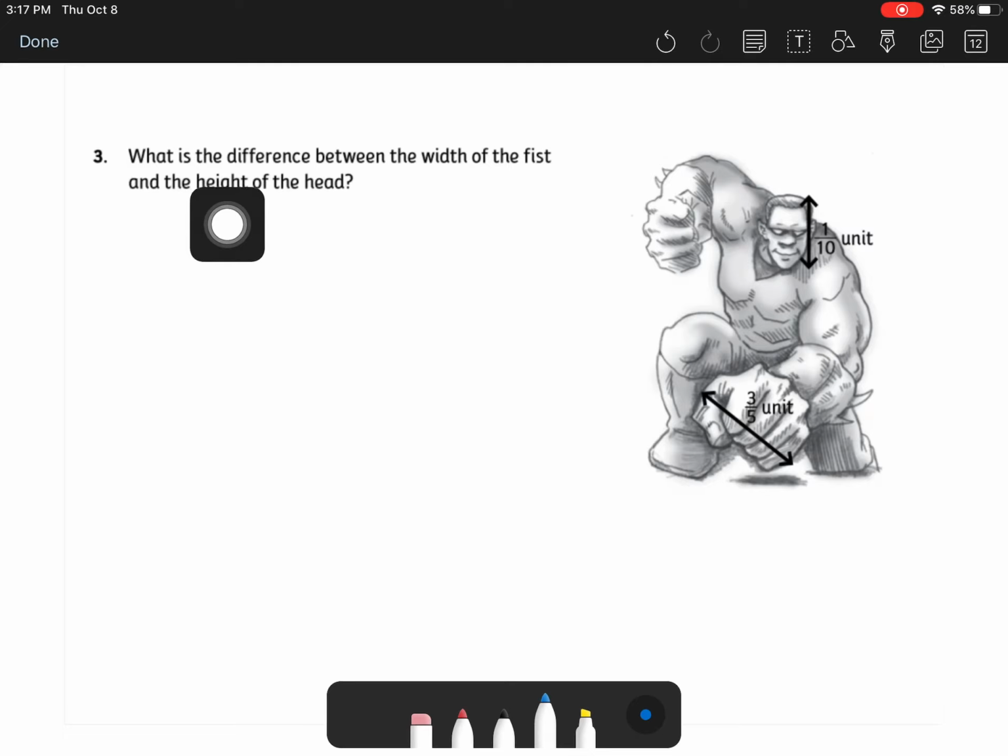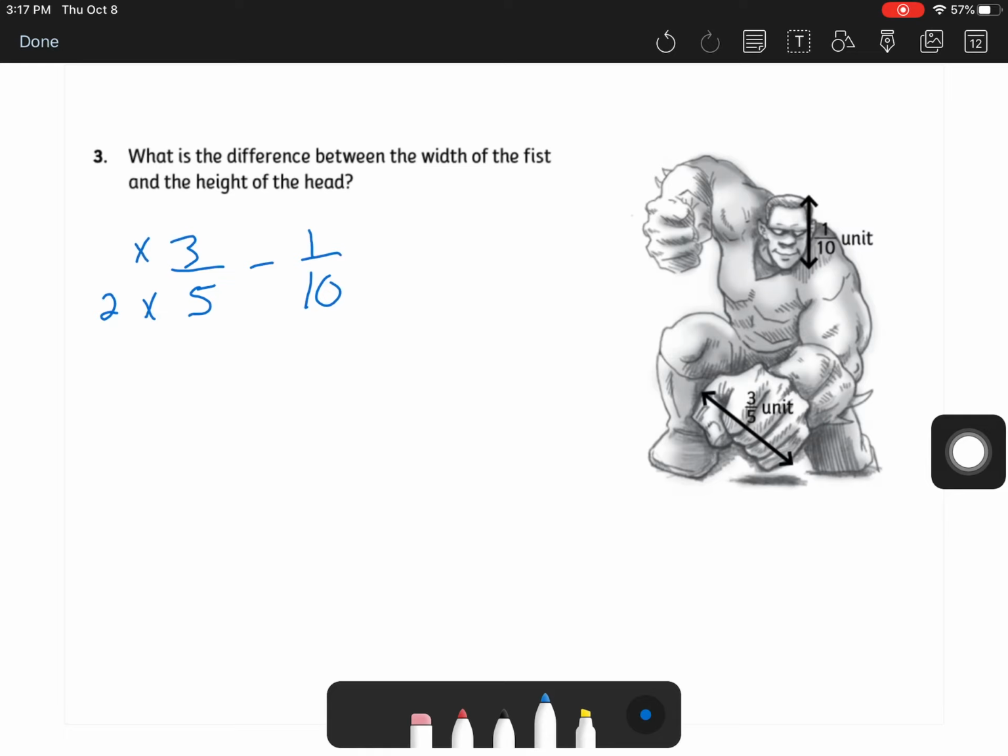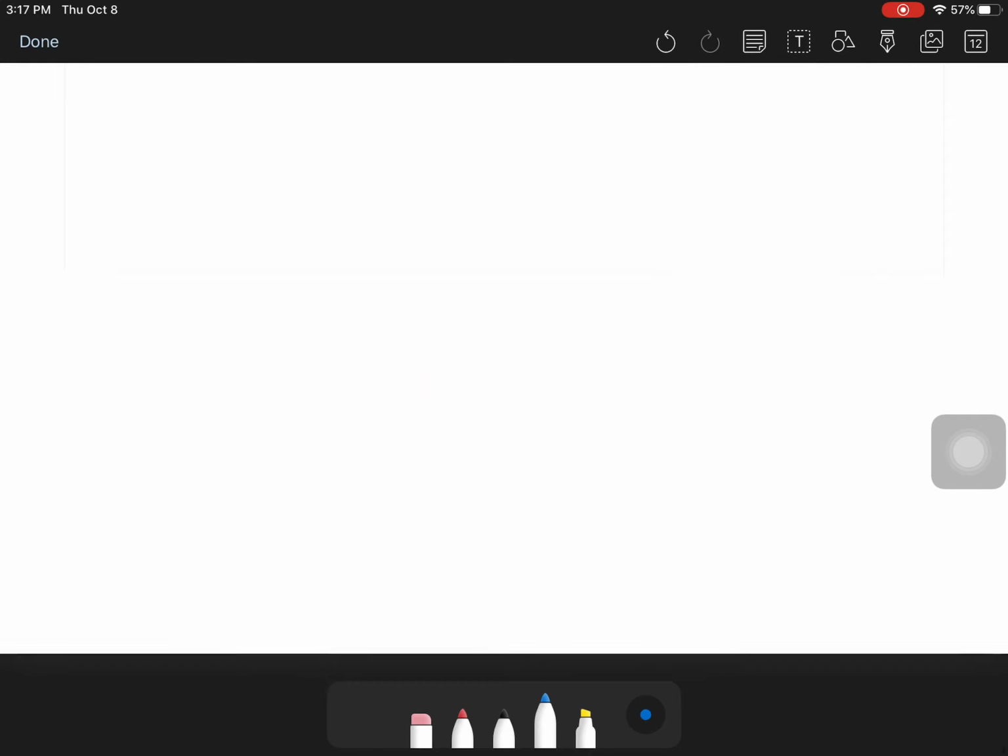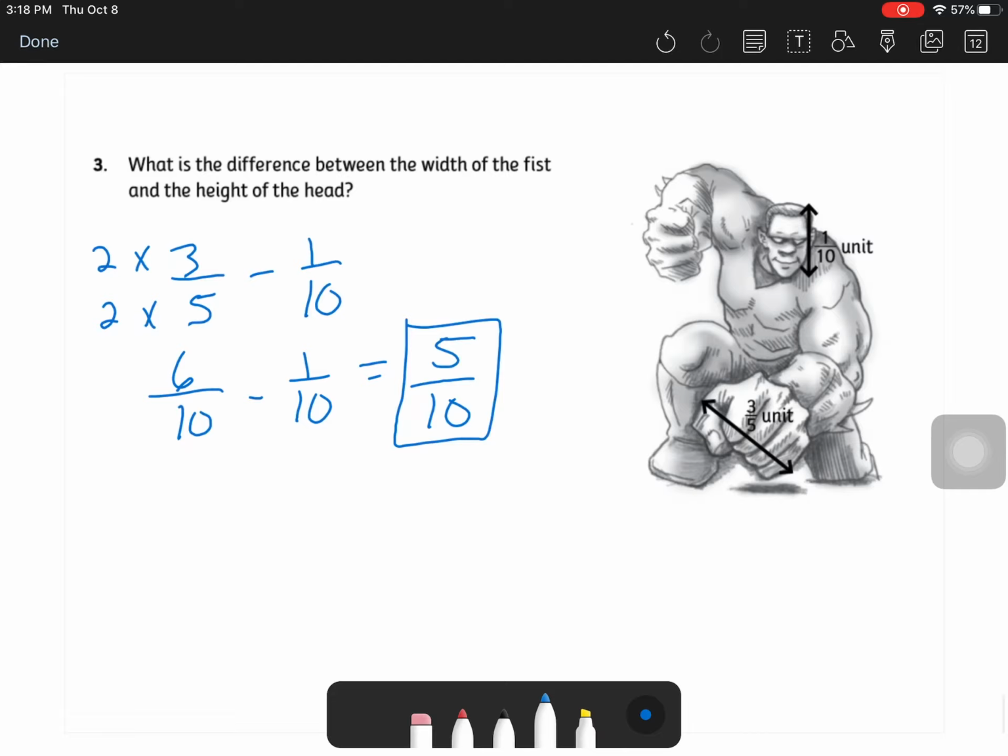And I think this is our last one. What's the difference between the width of the fist and the height of the head? Okay, so the fist is 3/5, the head is only 1/10. So we have 3/5 minus 1/10. Okay, 5, 10. We need to change that 5 into a 10 by multiplying it by 2. And so we got 6/10 minus 1/10. 6 minus 1 is 5, so I get 5/10 for my answer. All right, and that is it. So there's your 2.9 notes.